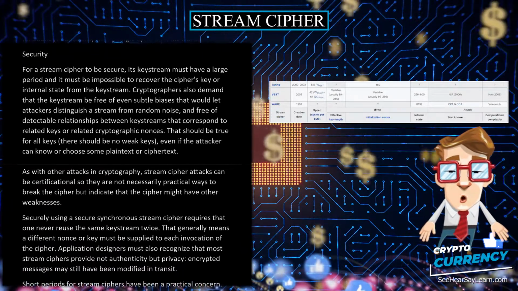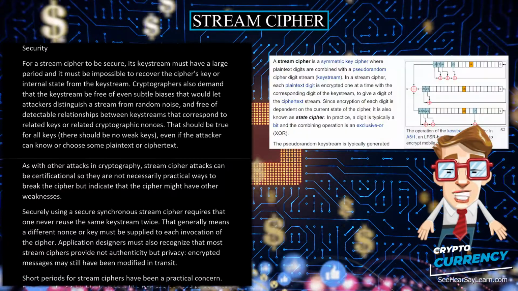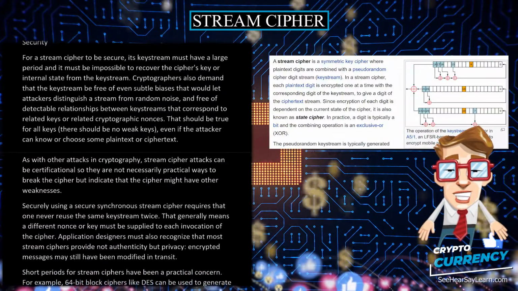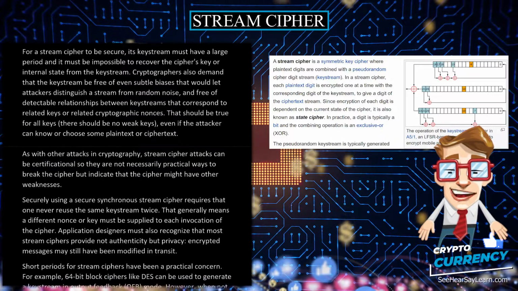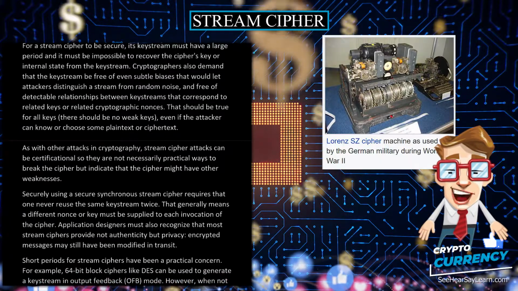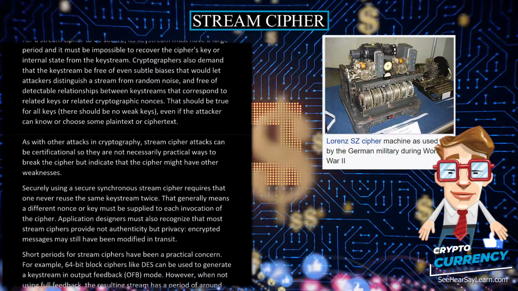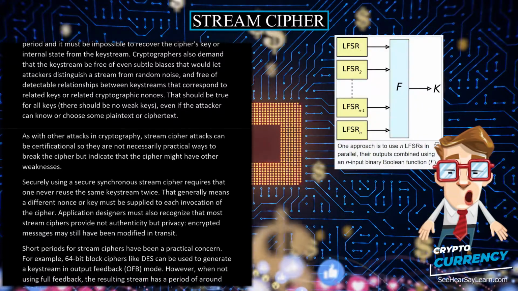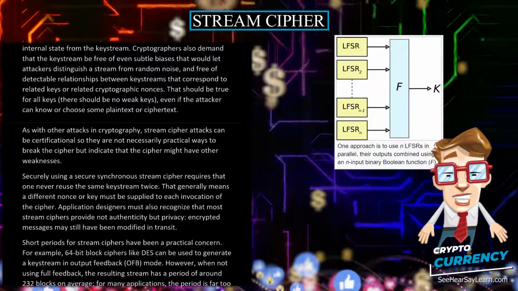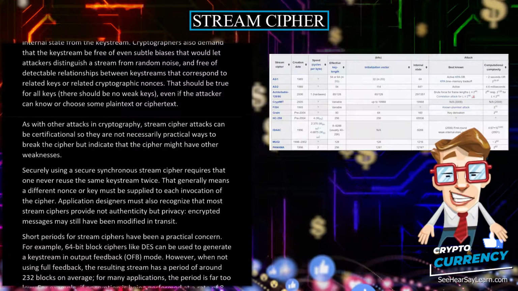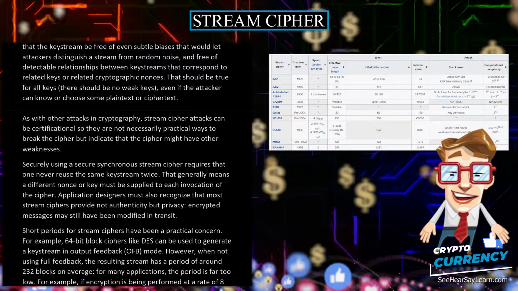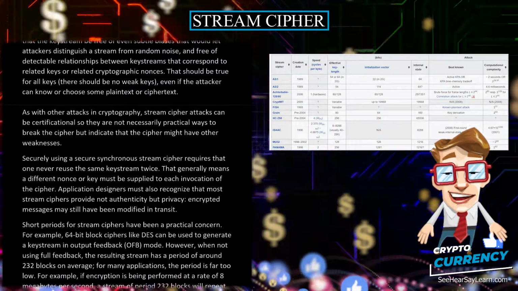Securely using a secure synchronous stream cipher requires that one never reuse the same key stream twice. That generally means a different nonce or key must be supplied to each invocation of the cipher. Application designers must also recognize that most stream ciphers provide not authenticity but privacy. Encrypted messages may still have been modified in transit.